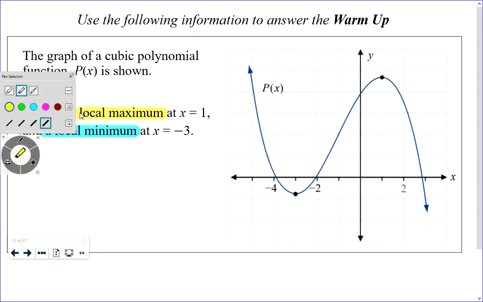This point right here is a local maximum. And this point at x equals -3 is a local minimum. Without the word local, if I just said that yellow point is a maximum, that would be a mistake, because the word maximum means it doesn't get any bigger than that.